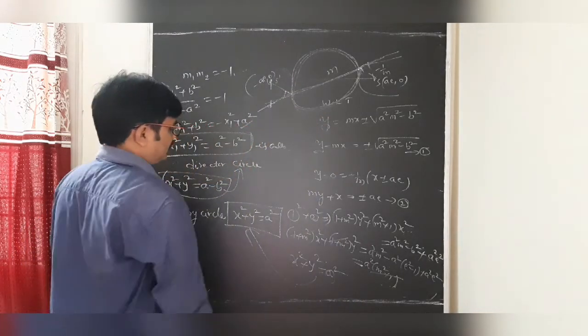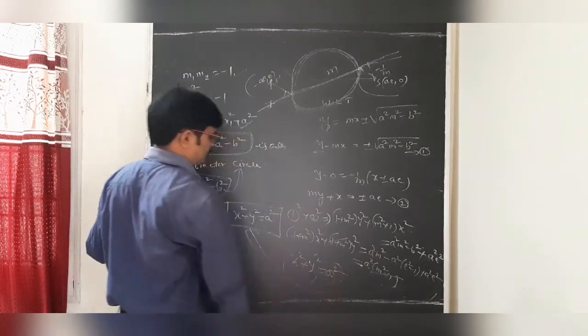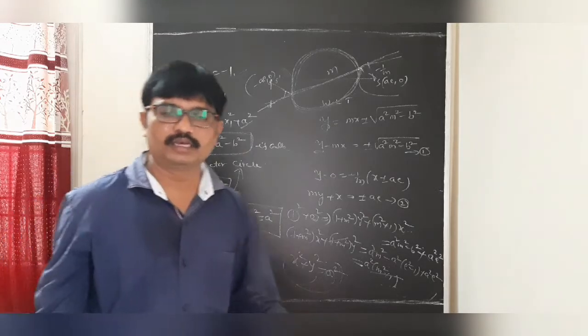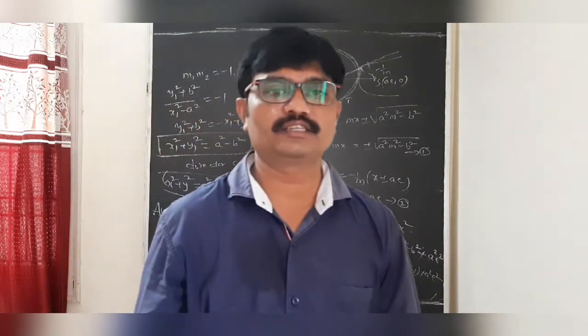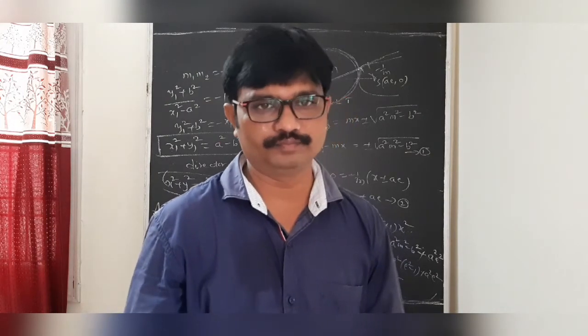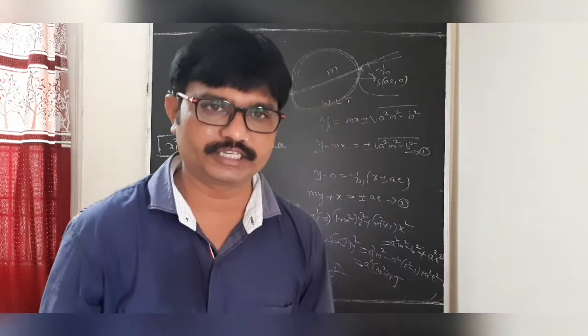The equation of the auxiliary circle is x square plus y square equal to a square. In the ellipse also, the equation of the auxiliary circle is x square plus y square equal to a square. Okay students, do you understand?